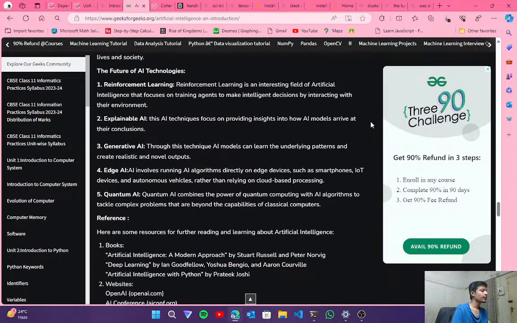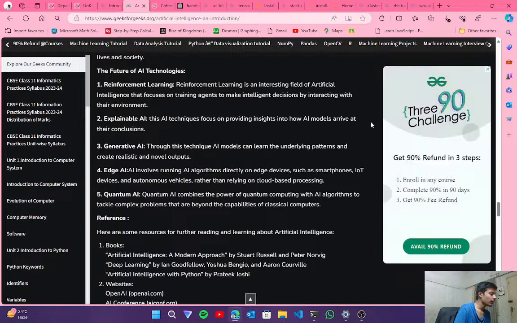Reinforcement learning. Reinforcement learning is an interesting field of AI that focuses on training agents to make intelligent decisions by interacting with the environment. Explainable AI. This AI technique focuses on providing insights into how AI models arrive at the conclusion. Generative AI. Through this technique, AI models can learn the underlying patterns and create realistic and novel outputs.